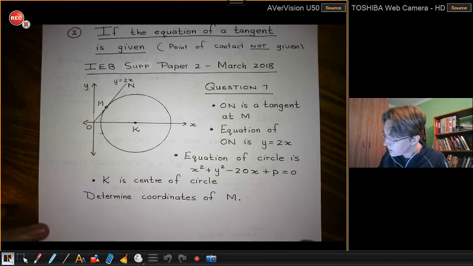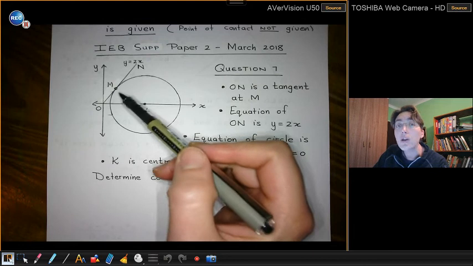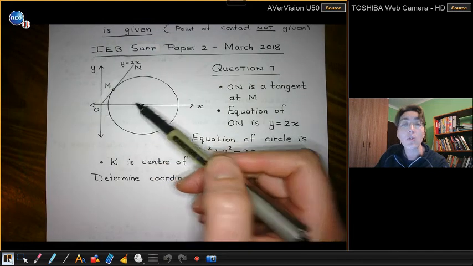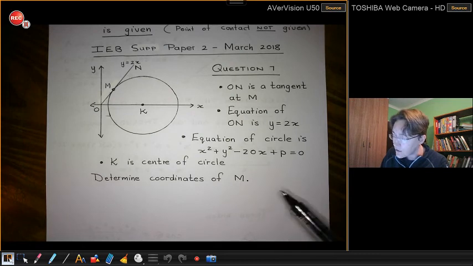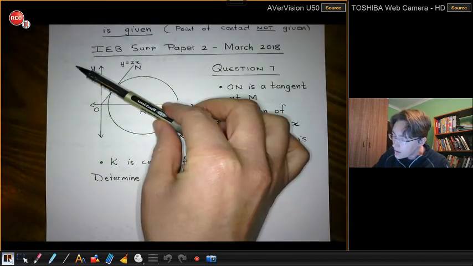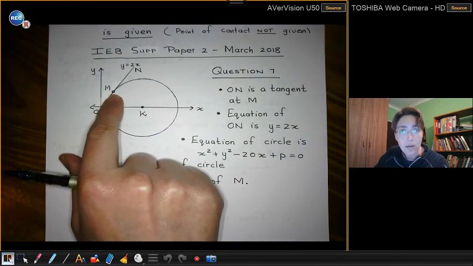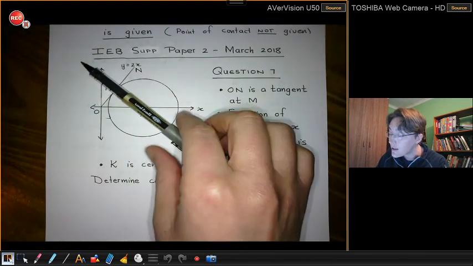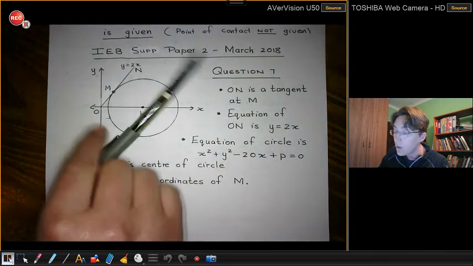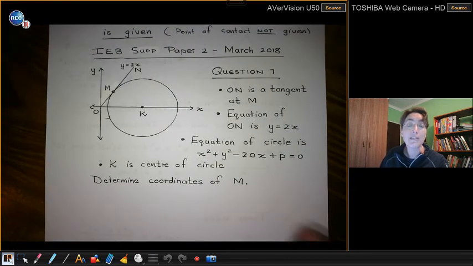So let's take a look at it. Now, in order to get that point of contact, we are going to have to get the equation of the radius. Now let me explain that to you. The reason we need to get the equation of the radius is the following. The radius cuts the tangent at the point of contact. So if I can find the equation of the radius of the circle, and I can set that equation of the radius equal to the equation of the tangent, in other words, solve them simultaneously, or find the points of intersection, then I've got that point of contact. So that's the goal here.